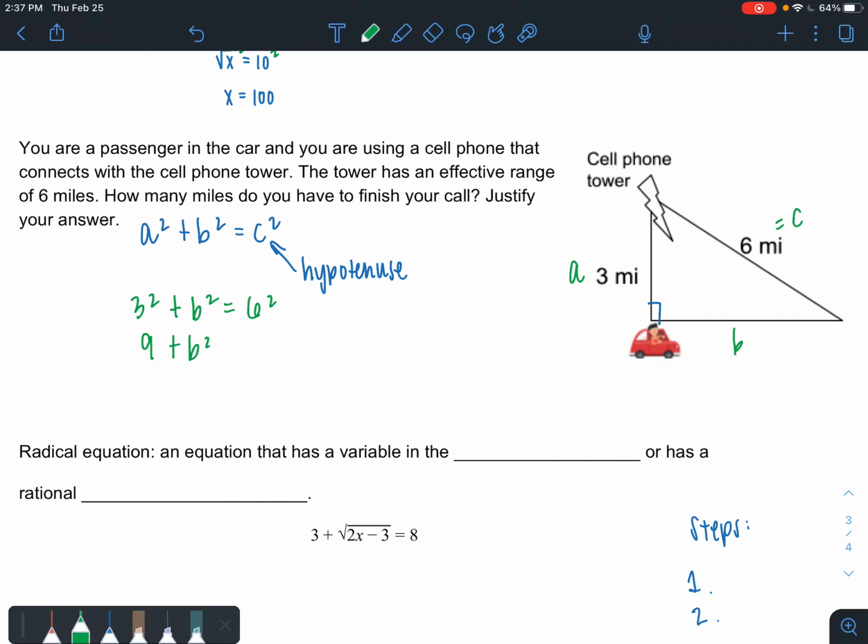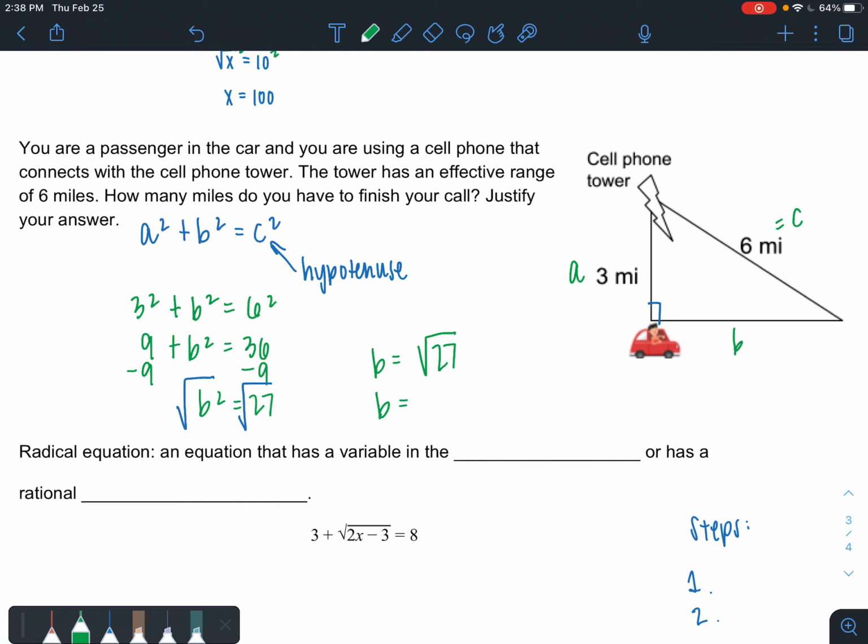So we have 9 plus b squared equals 36. Subtract 9 from both sides, and we get b squared equals 27. We take the square root of both sides to solve. Well, since we have a squared, to undo a square, we take the square root. And so b is equal to radical 27. We do want to simplify that.